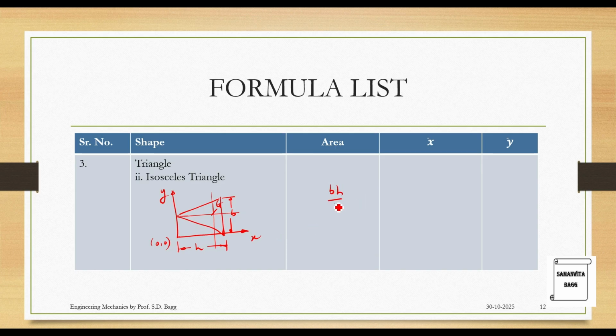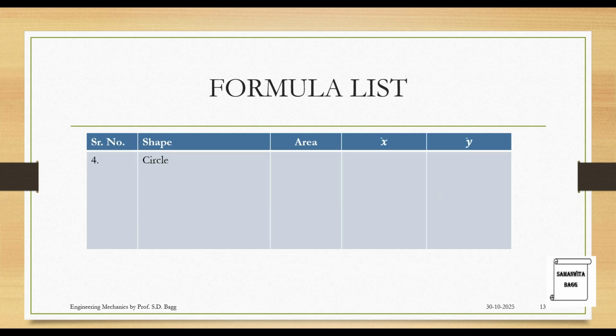Area is BH by 2. Don't bother too much about it. You should think about calculating x bar and y bar. So for that, you will have to measure x bar from here to this distance. This small gap is h by 3. So how much is this distance? It is 2h by 3. And when you walk up here, it has to be b by 2. So this is all about your isosceles triangle, and it also concludes the triangle.